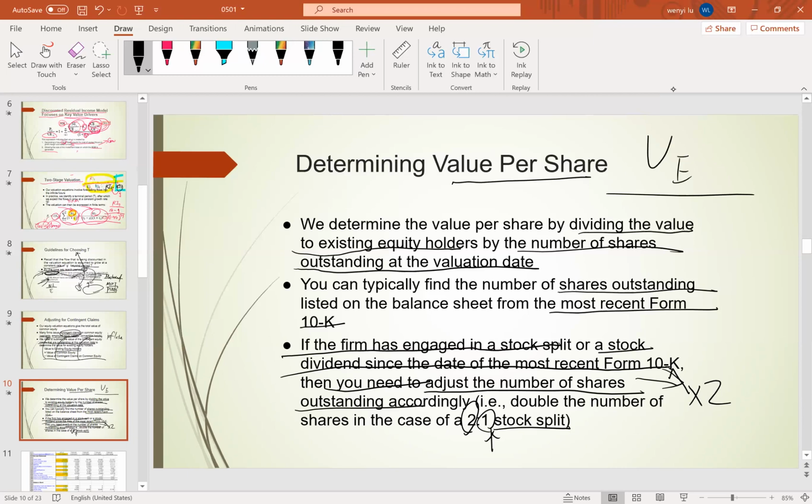That's why the shares are doubled, and for this stock split. Okay, so that's today's topics. We will apply these topics to do one practice in these questions.